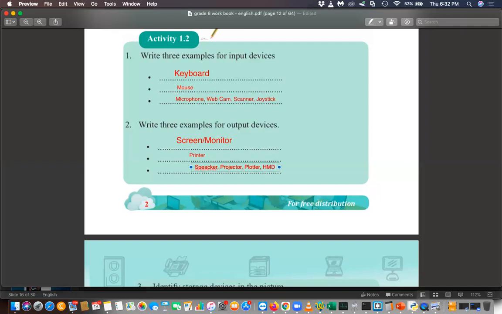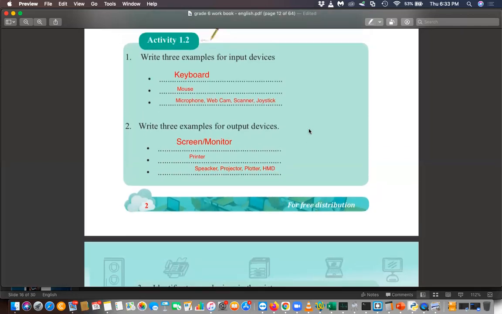Head-mounted devices, those are also output devices. Okay. This is how you complete activity 1.2. And you know the examples. So answers are any three out of these and any three out of these are the output devices. Okay. So please write down in your book.